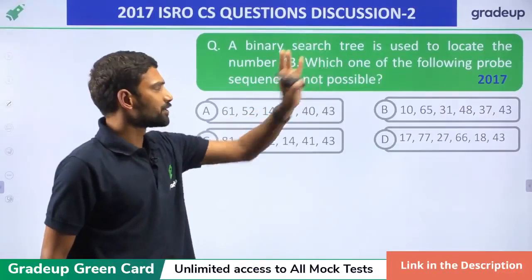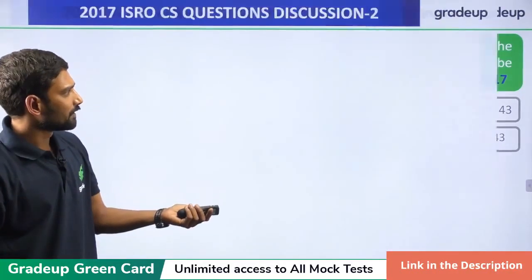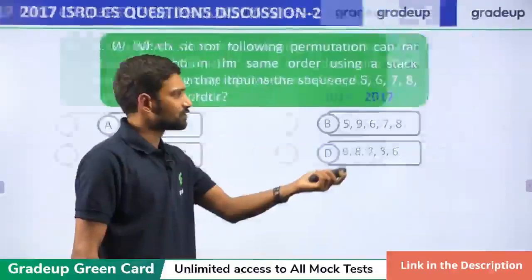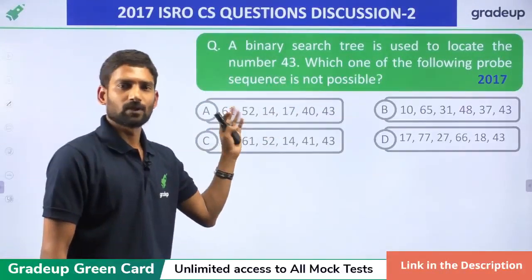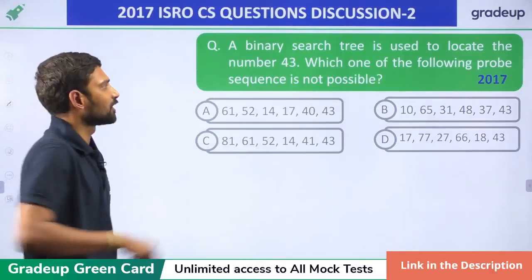A binary search tree is used to locate the number. By the way, we have finished 2018 questions. We have switched to 2017 questions. Mind that. Okay. A binary search tree is used to locate the number 43.